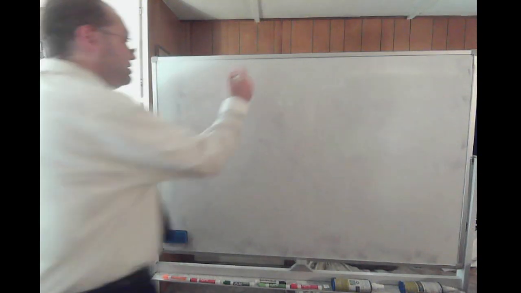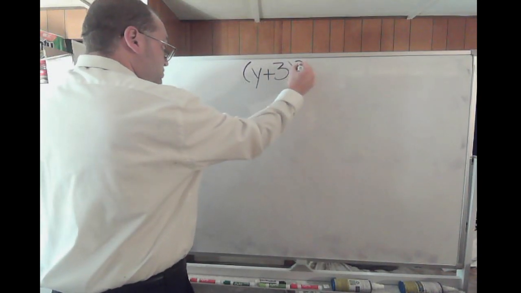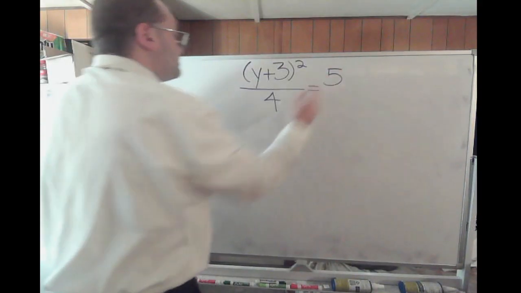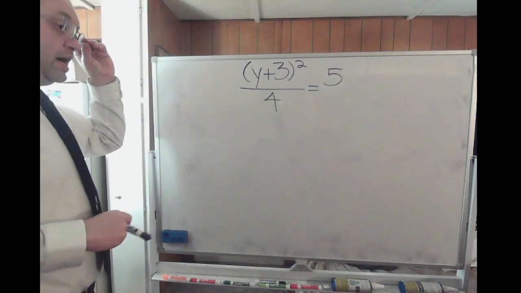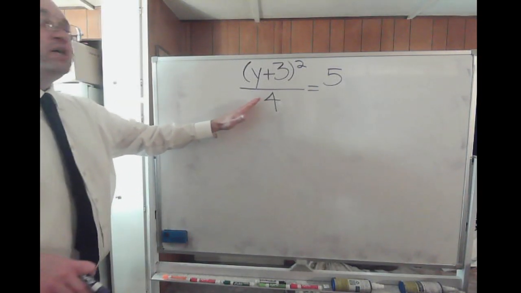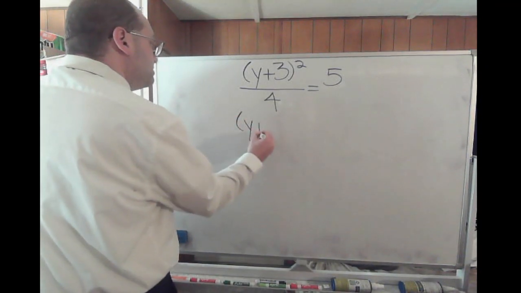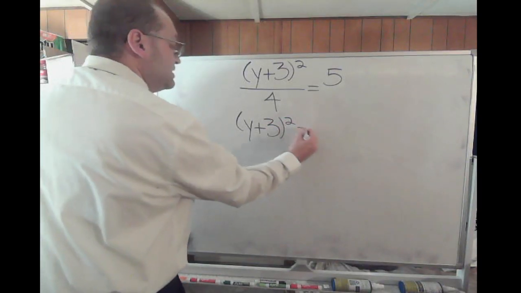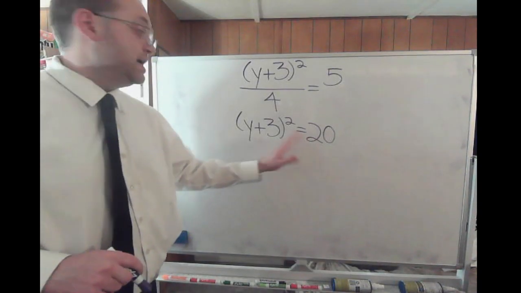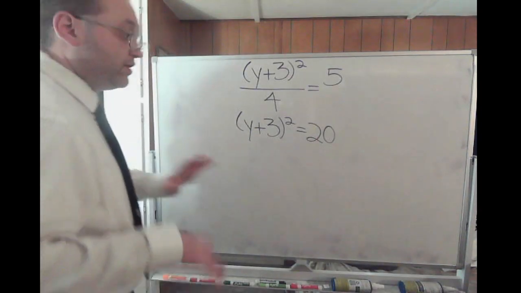Alright, here's another one. We have y plus 3, that quantity squared, all over 4 is equal to 5. Well, I think before we do anything, we want to get rid of that denominator of 4, don't we? So we want to multiply both sides by 4. If you do that, you'll end up getting y plus 3, that quantity squared, is equal to 20. I think it's obvious that both sides are perfect squares now, so we can deal with that method. We don't have to deal with the quadratic formula or completing the square or factoring or anything on this one.